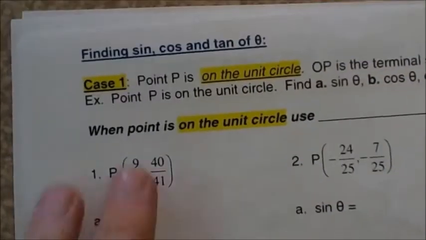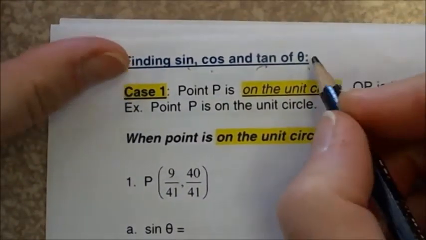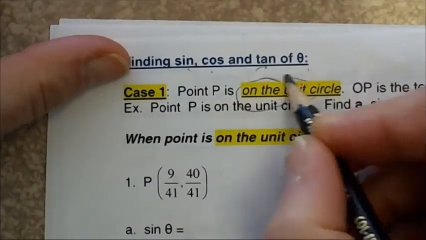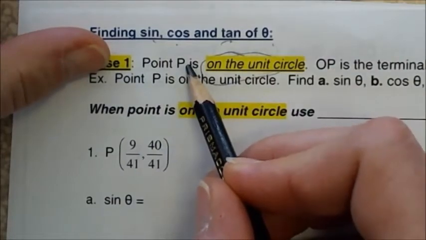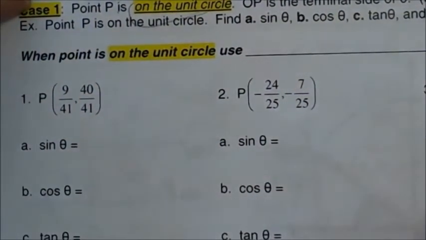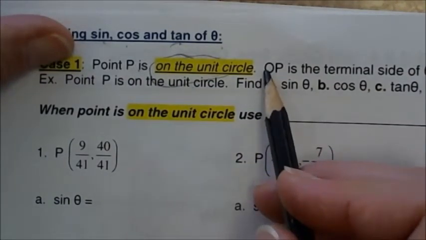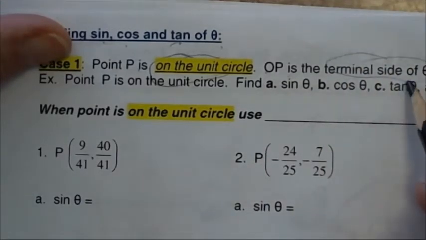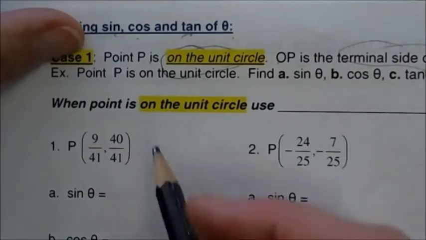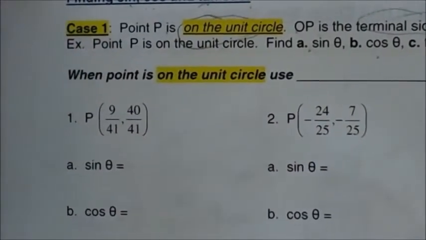And there's page 5. Now let's move on to page 6. What we're going to do is find sine, cosine, and tangent of any angle, and this angle is on the unit circle, just like what we did before. If point P is on the unit circle, remember O is the origin, so OP is the terminal side. We're going to find the sine, the cosine, the tangent, and the quadrant of this angle.